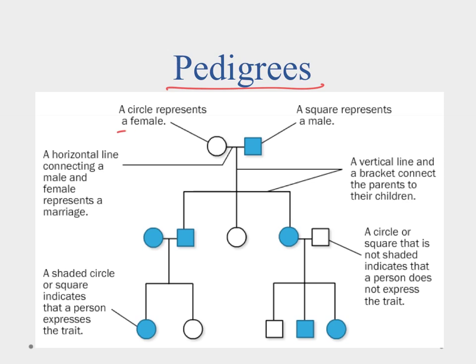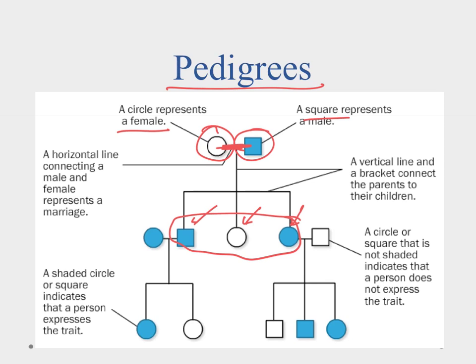When you're reading these, you want to remember that a circle is a female and a square is going to be a male. And then when we have this horizontal line in between here, that tells me that those two individuals are going to be married. Now, a product of the marriage is going to be the kids. So these are going to be their 3 kids. And we notice that they have one male that possesses the trait, a female that does not, and then a female that does possess the trait.